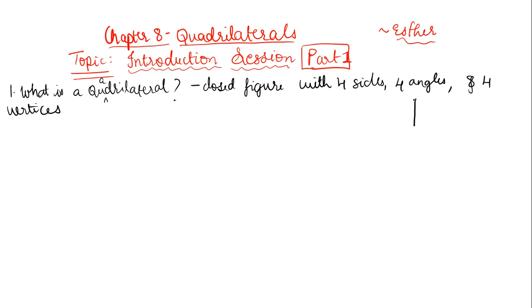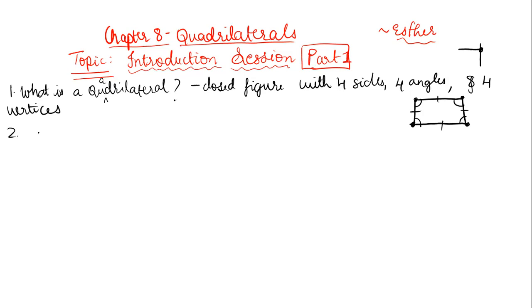Let's take this figure. Here you can see this figure has 4 sides, 1, 2, 3, 4, and it has 4 angles, 1, 2, 3, 4, and 4 vertices. Vertices are places or points where 2 lines meet. This point is called a vertex. So we have 1, 2, 3, 4 vertices. Clear? So what is a quadrilateral again? A closed figure with 4 sides, 4 angles, and 4 vertices. I hope that is clear.